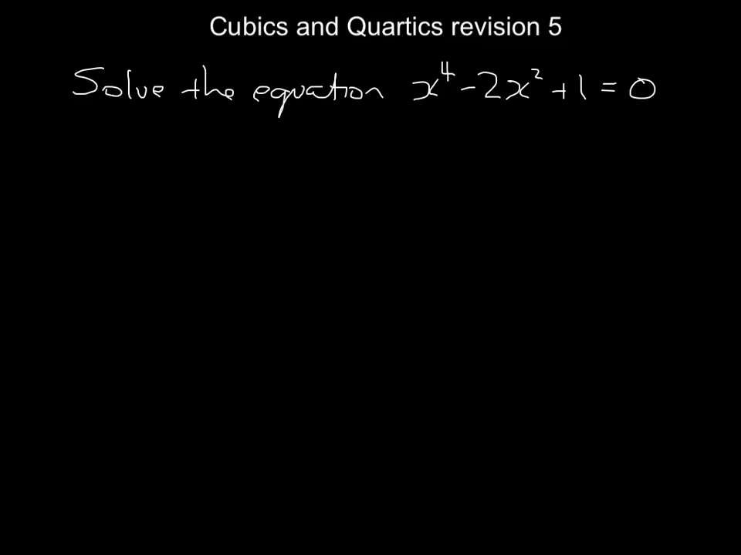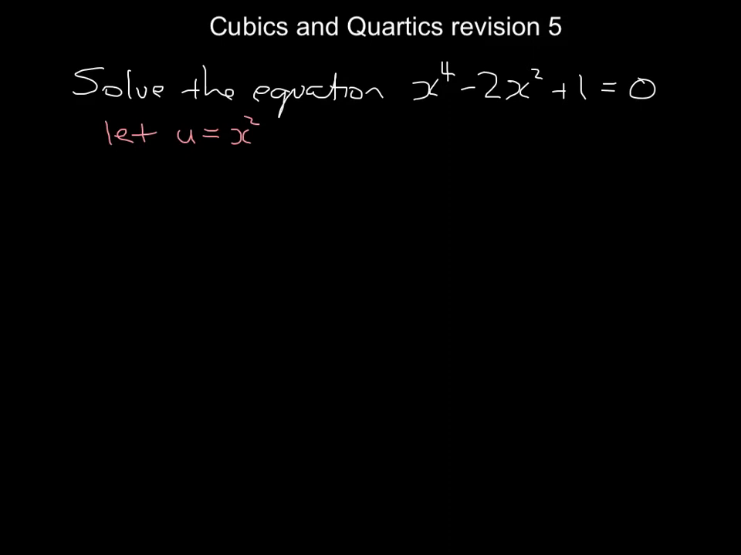Now the first question here, solve the equation x to the 4 take away 2x squared plus 1 equals 0. When I looked at this I thought there's a little trick I might need to do with this one. What I'm going to do is let u equal x squared. And what I can then do is, everywhere I see an x squared I can replace it with u in this equation.